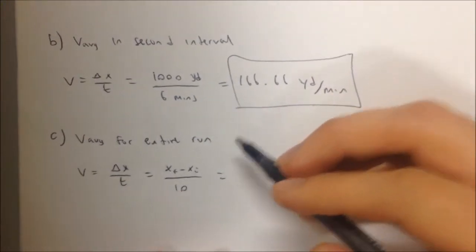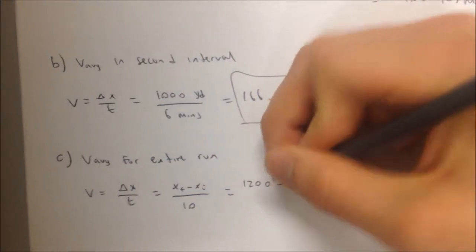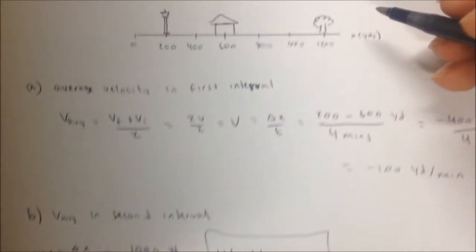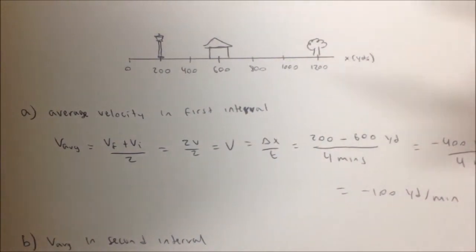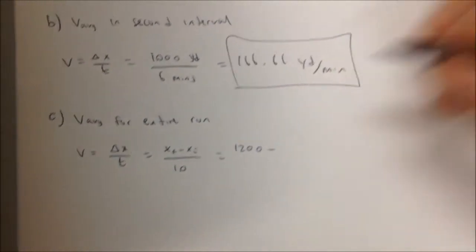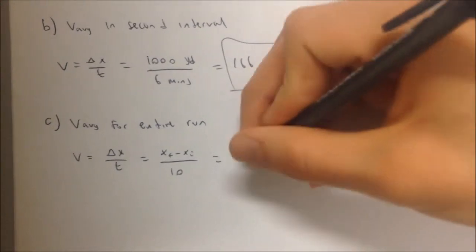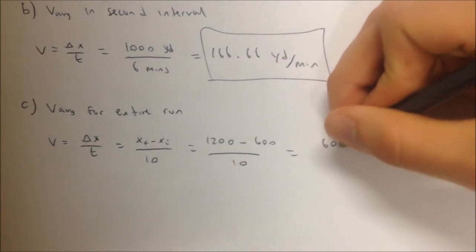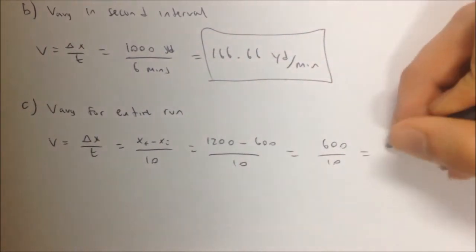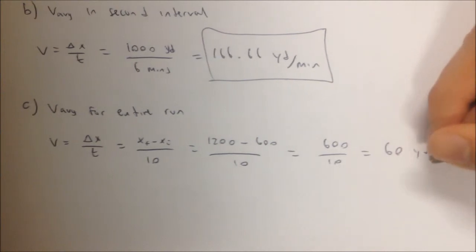And x final in this case is going to be 1,200, and x initial is going to be 600 because it's home, because that's where the problem originally started. So 600 over 10, which is 60 yards per minute.